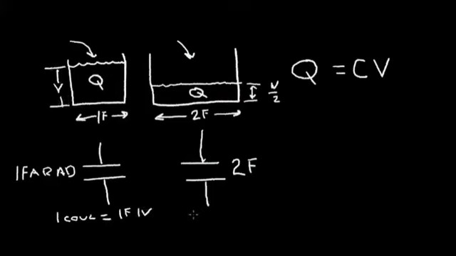The capacitor at the right, I could say, has the same charge, 1 coulomb, equals 2 farads times 1/2 volt. So each capacitor stores 1 coulomb of charge, but the capacitor on the right has a greater capacity, and for the same amount of charge you only get half the voltage.